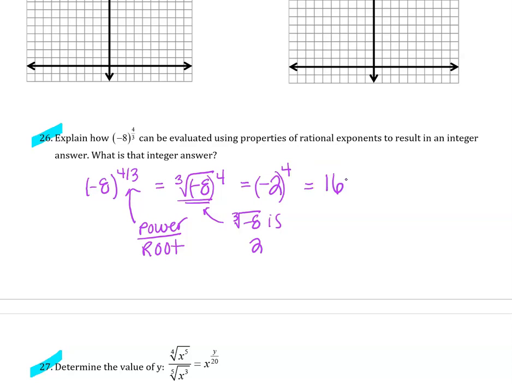So again, when it says explain, add some words. So I'm just going to add a little bit more. So I would say I rewrite the expression using power over root. And the rest of that should be pretty self-explanatory.